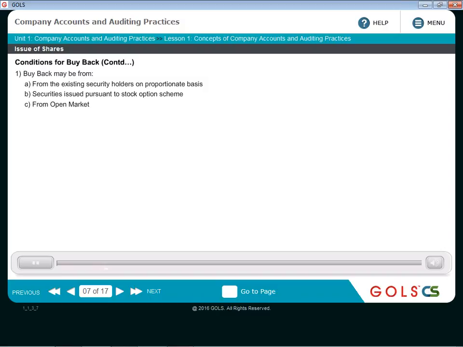And these are the shareholders. Here, what we are talking about is the security holders from whom the buyback can happen, or the ways in which the buyback can happen. Either the securities will be taken back from the existing holders on a proportionate basis, or from the employees or directors to whom the stock options were given, or the buyback can happen from the current holders in the open market.